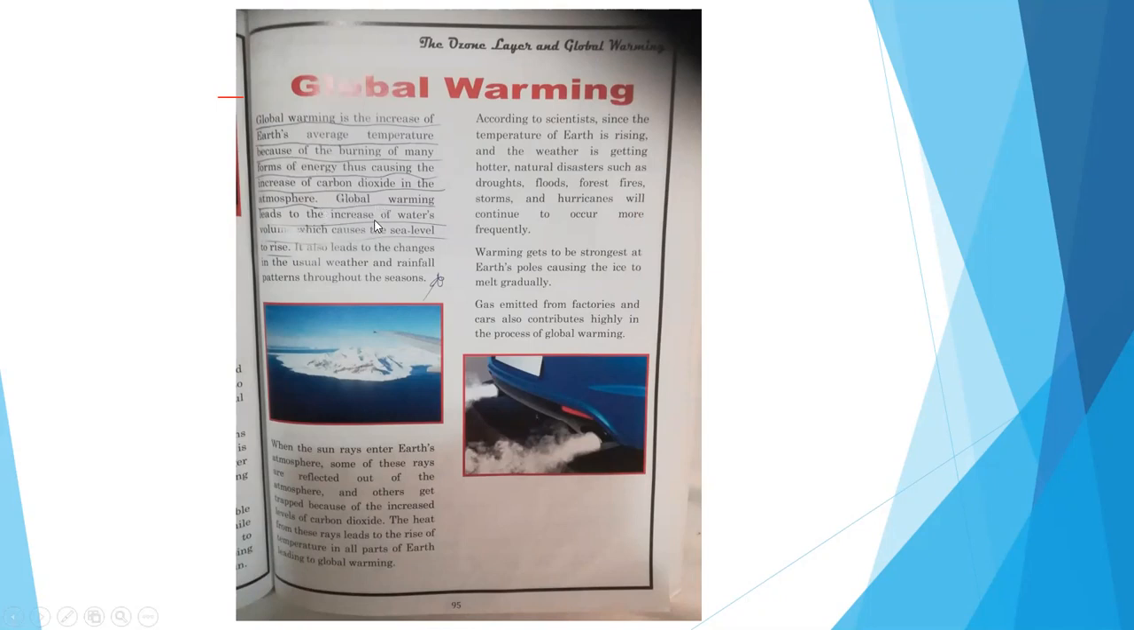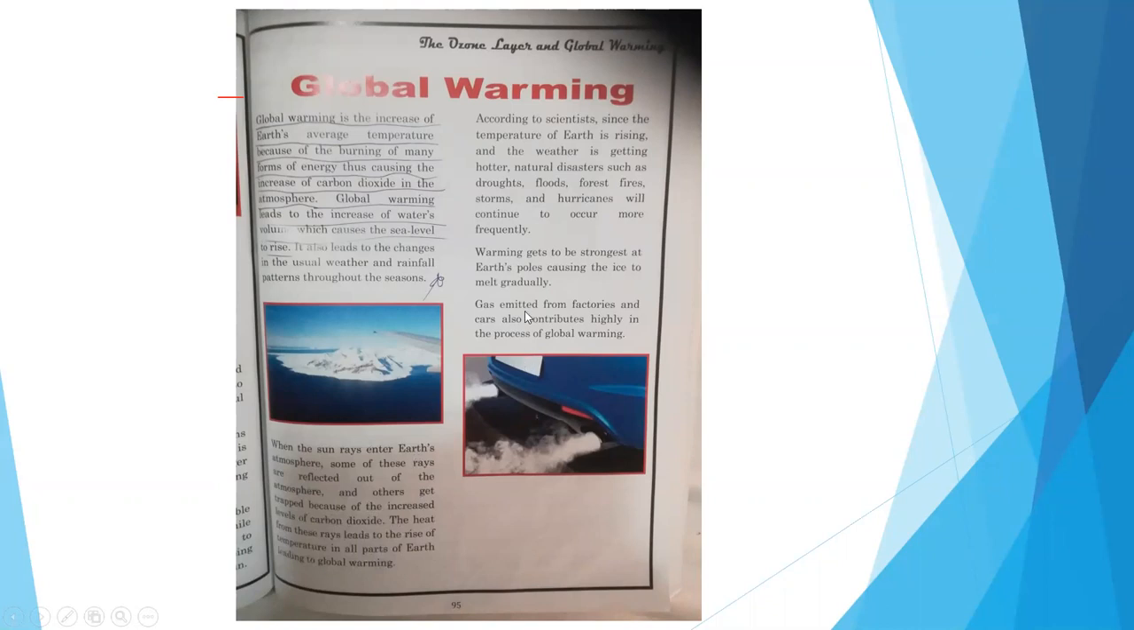Global warming leads to the increase of water's volume, which causes the sea level to rise. It also leads to changes in the usual weather and rainfall patterns throughout the seasons. Most important is just the definition of global warming. When the sun rays enter Earth's atmosphere, some of these rays are reflected out of the atmosphere and others get trapped because of the increased levels of carbon dioxide.